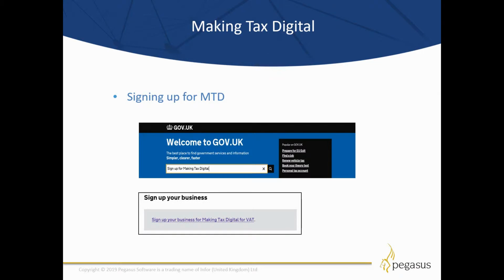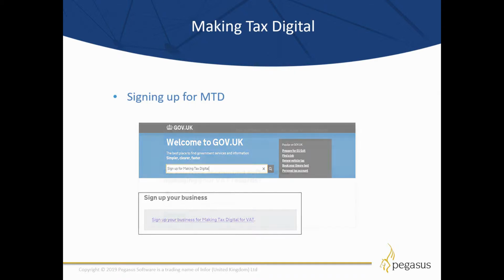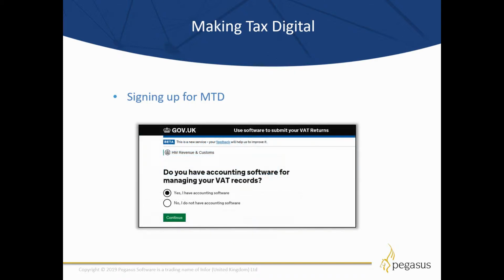First of all, go onto the government website, gov.uk, and enter in their search engine, sign up for using Making Tax Digital. From that page, you'll find a link that allows you to sign up your business for Making Tax Digital. Just bear in mind that the following screens may vary from what I show you next because HMRC might update them. The first question you'll be asked is, do you have accounting software for managing your VAT records?